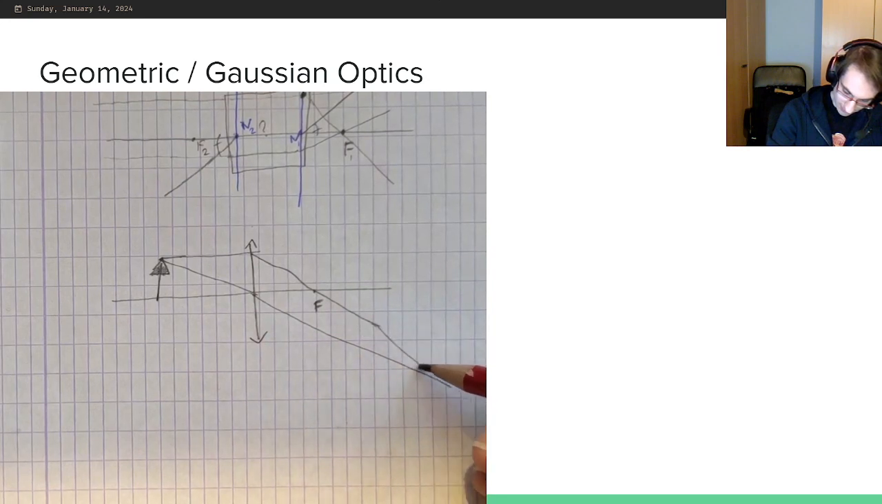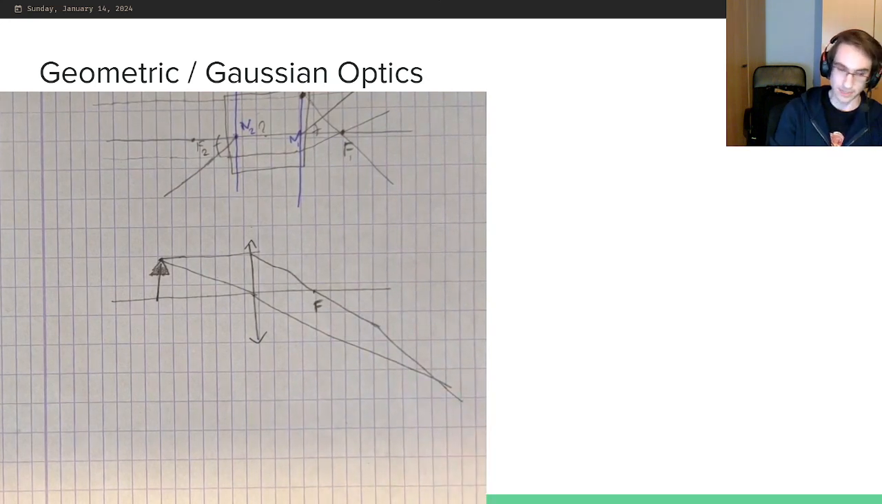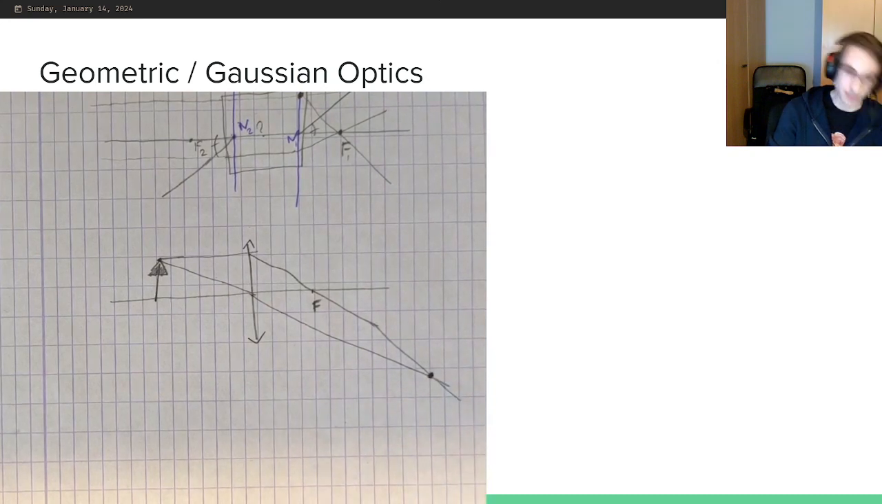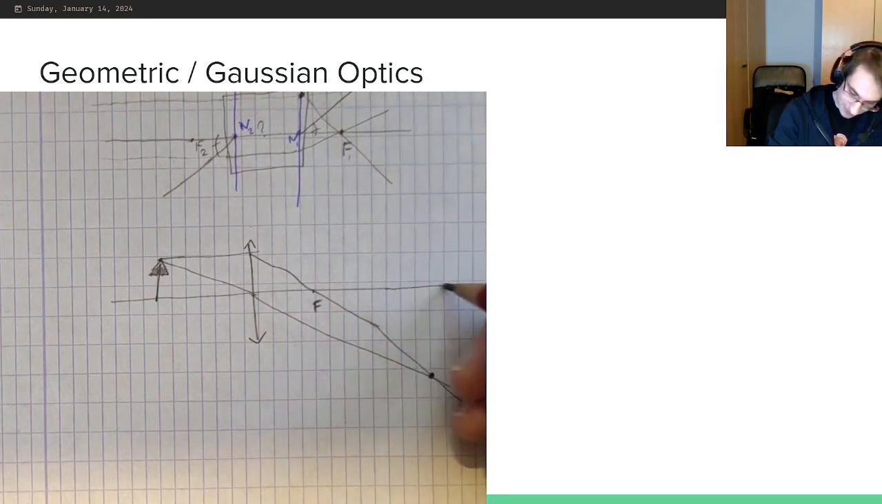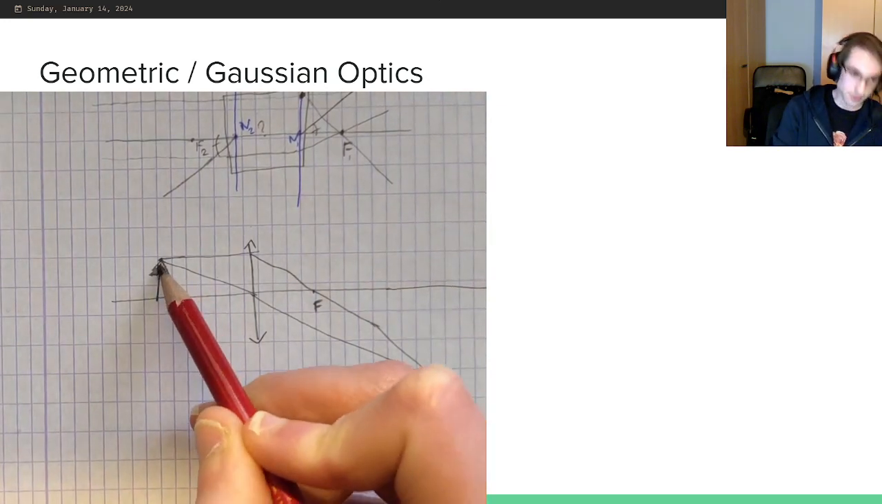Don't mind this kink. I just want to have this intersect without having to go off my paper. So this right here is where they will intersect, and this is where the image of the top of the arrow is.